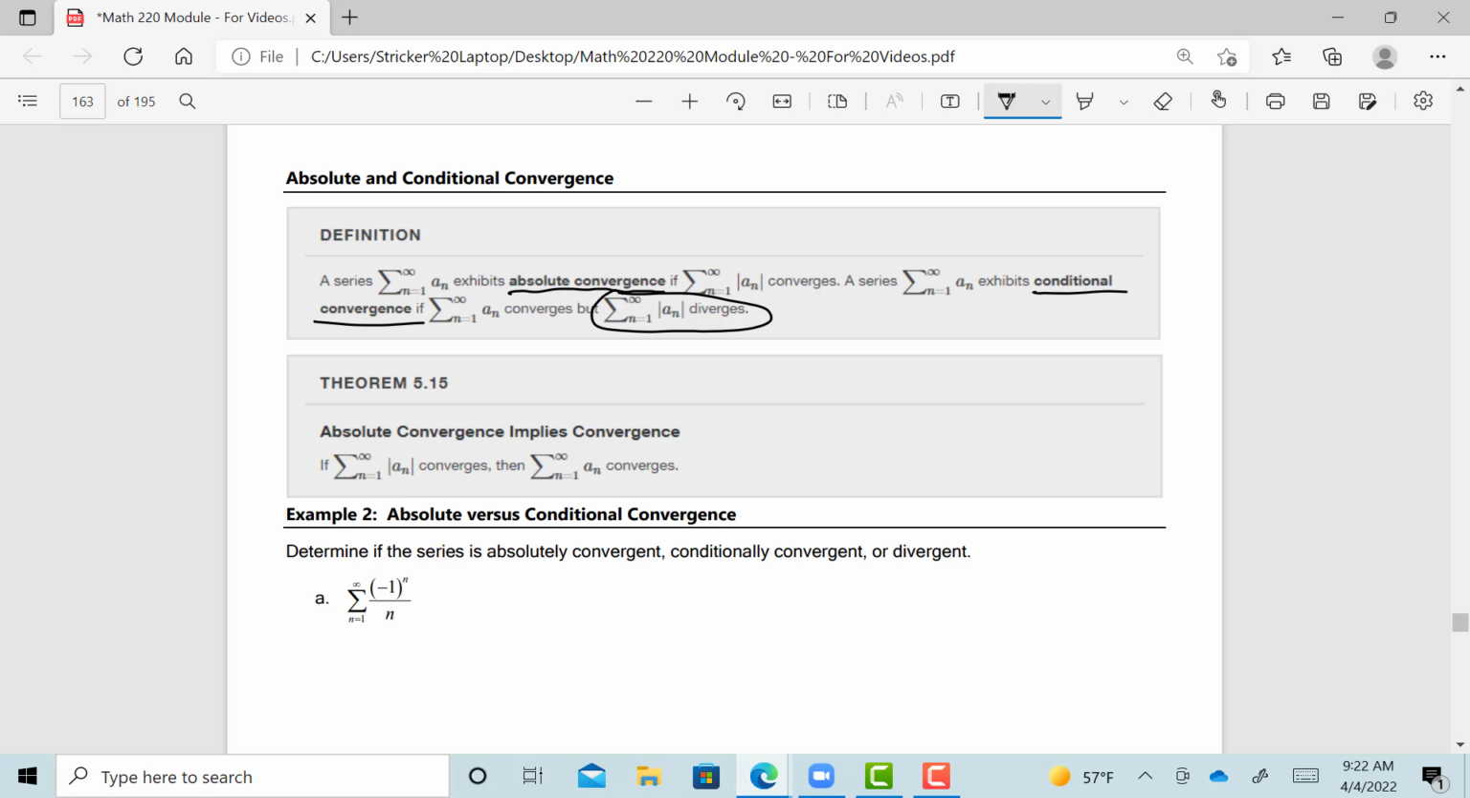And just one little note about a series that is absolutely convergent. This first statement says that a series converges absolutely. So if it converges absolutely, then it also converges. This says a series that converges absolutely, we could just say it also converges.